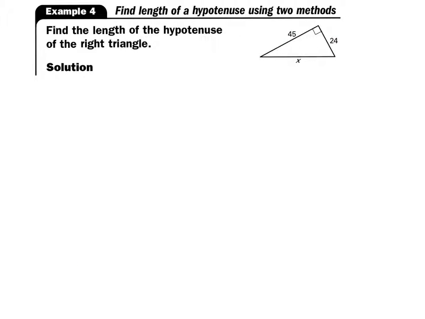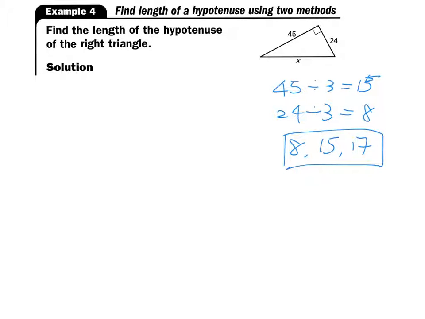So here's an example where we're asked to use two methods to find the value of x, which is the hypotenuse. Notice that 45 divided by 3 is 15. 24 divided by 3 is 8. So it looks like I can probably use the 8, 15, 17 triple that we saw in the previous slide. So without calculating it, I can say that because of this 8, 15, 17 triple, and because 45 is 3 times 15, 24 is 3 times 8, my final answer of x is the last number of the triple, 17, multiplied by 3, which is 51.